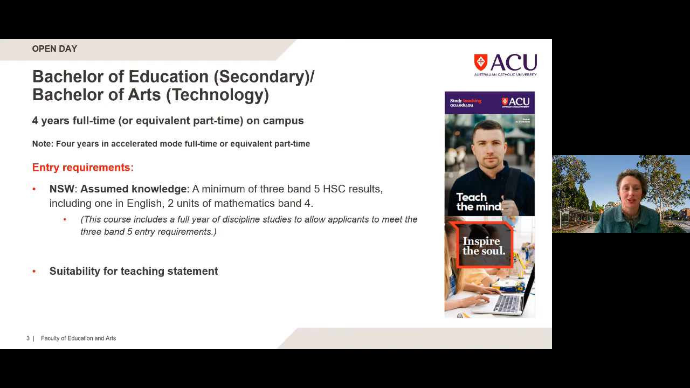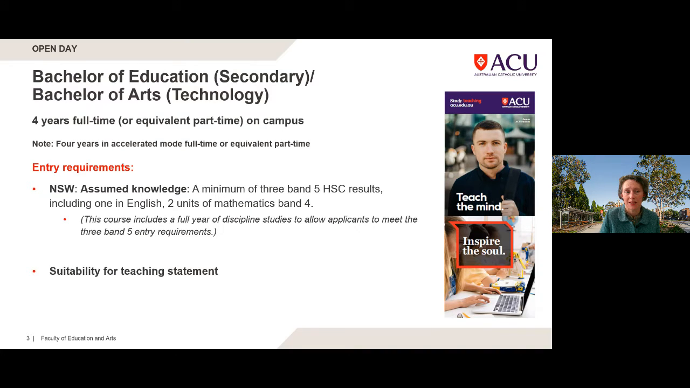So for this degree, the Bachelor of Education Secondary Bachelor of Arts Technology, it is a dual degree, so it's 2 degrees in one, and students prefer this degree because you get your technology units and your education units all under one umbrella. It's a 4-year full-time or equivalent part-time. It's an on-campus degree to allow you to have plenty of time in the workshops and labs. And there is an accelerated mode, or you can do it as an equivalent part-time mode.